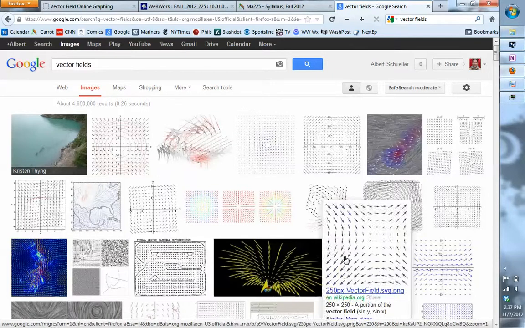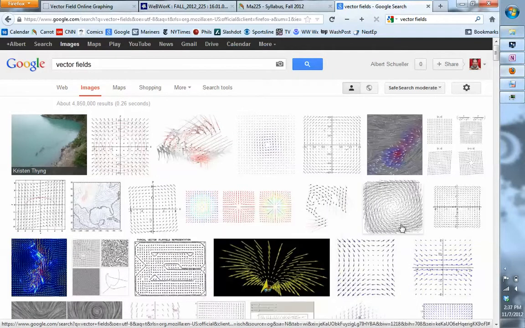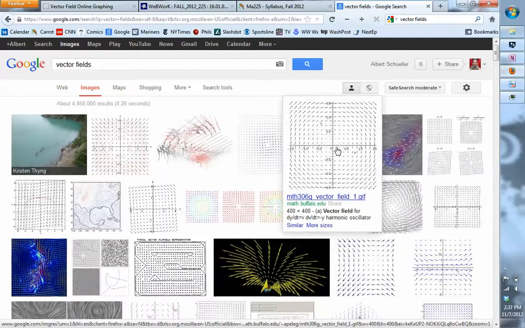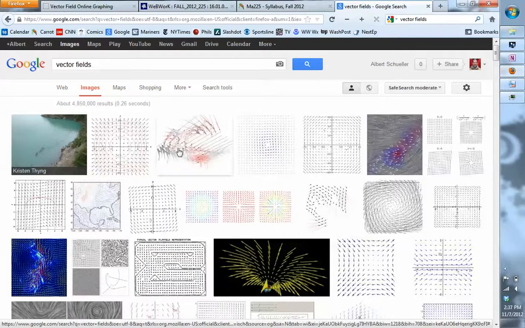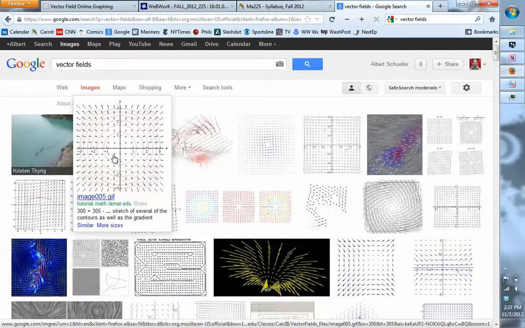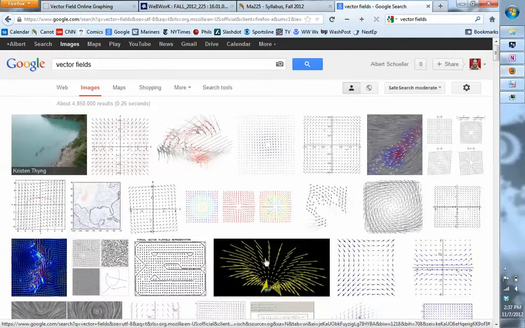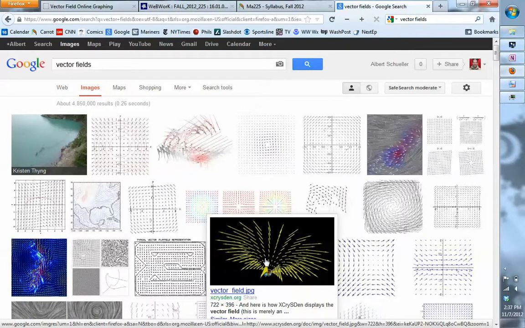Okay, so if you hover over any one of these images, what you tend to see is lots of little arrows pointing in sort of systematic ways. Here you see a bunch of arrows that appear to be circulating around the origin. Here are some arrows that are radiating away from the origin, and lots of other examples. Here's a three-dimensional vector field.